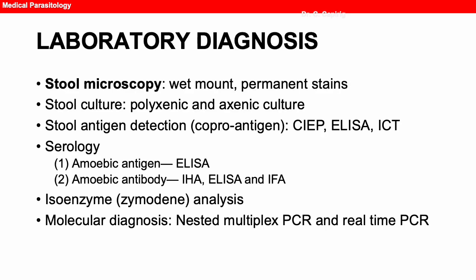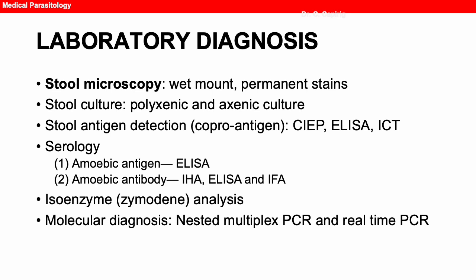So how would we diagnose Entamoeba histolytica or intestinal amoebiasis? Of course, through stool microscopy. Stool culture can be done through a polyxenic and axenic culture. Stool antigen detection or coproantigen. Copro means stool. We have several methods: CIEP, ELISA, and ICT.